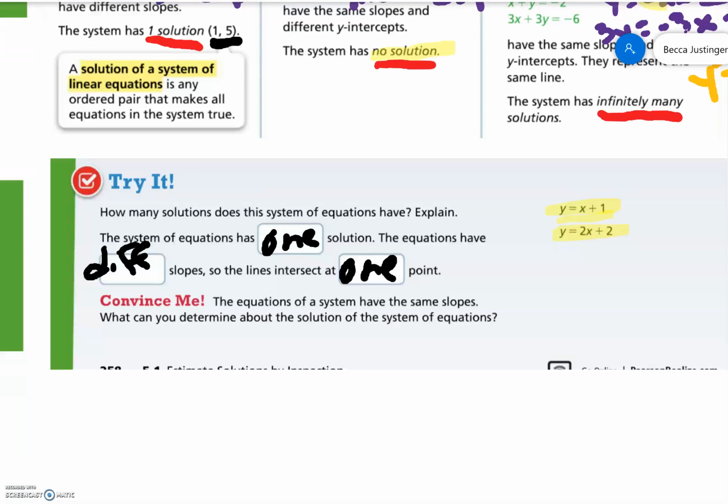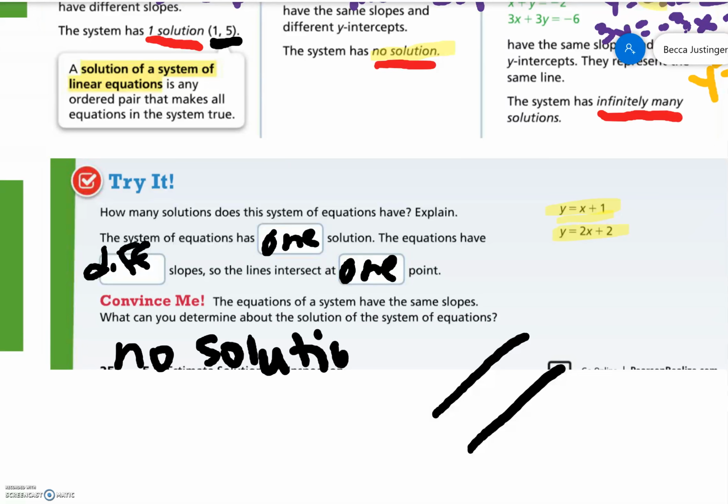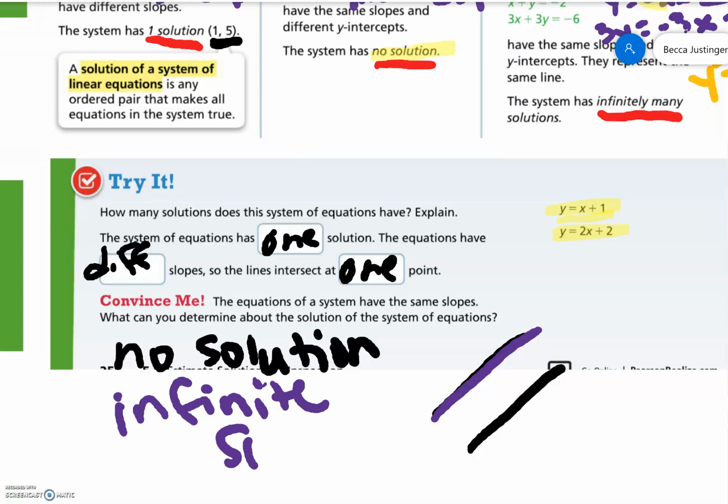The equations of a system have the same slopes. What can you determine about the solution of the system of equations? So if they have the same slope, that means they're pointing in the same direction. So they either have no solution, or if they have the same slope, they could be the same line. So it could be infinite solutions.